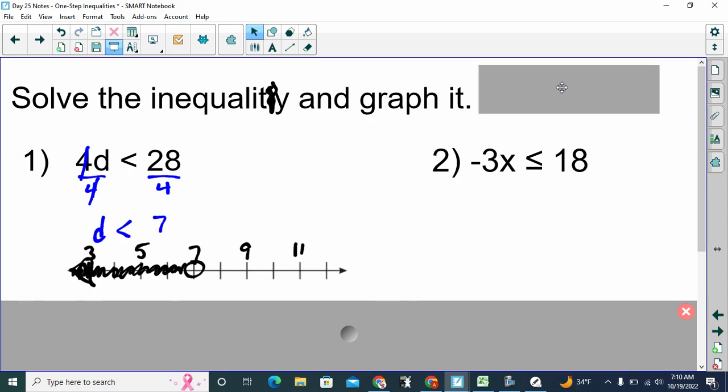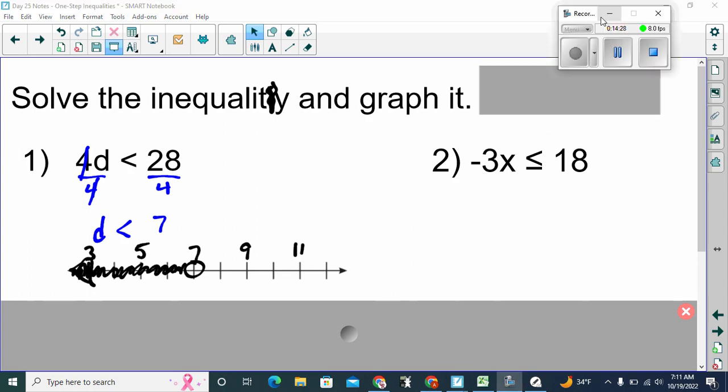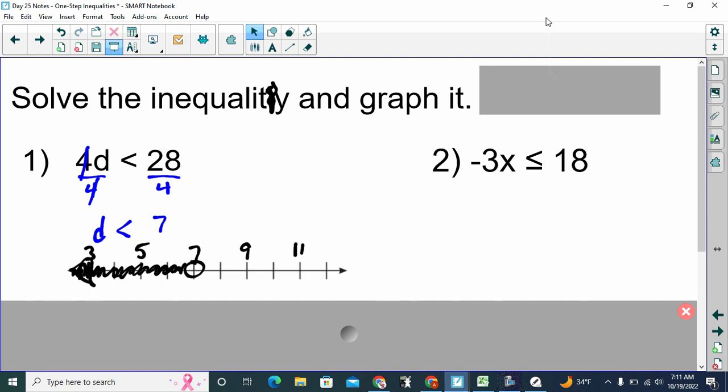Number 2 says negative 3x is less than or equal to 18. Looks very similar to the previous problem. I've got a number times a variable. I undo that multiplication with division. We want to divide both sides by negative 3.